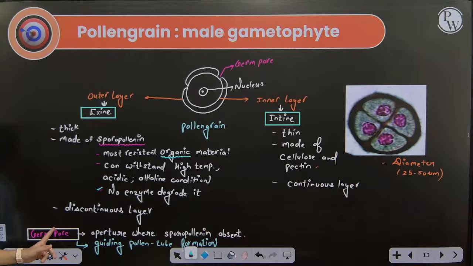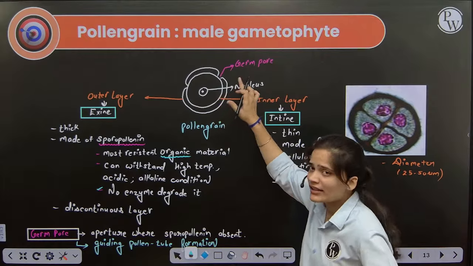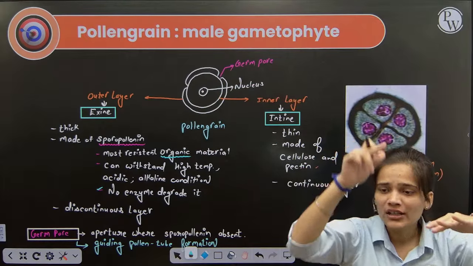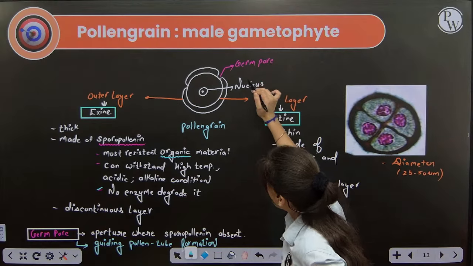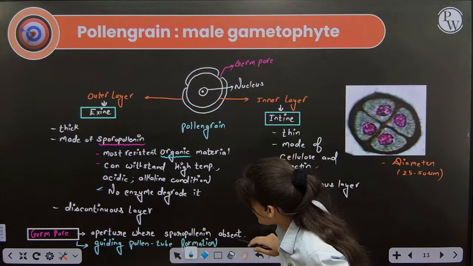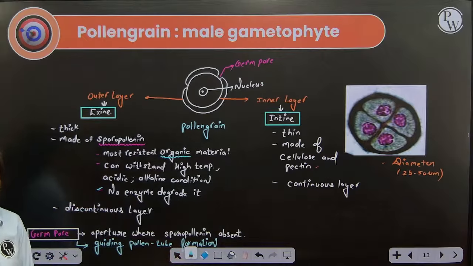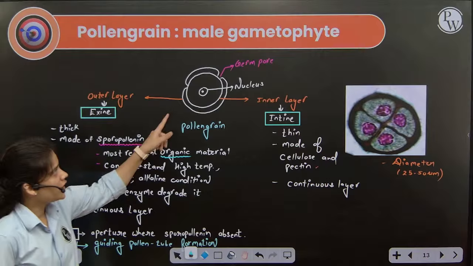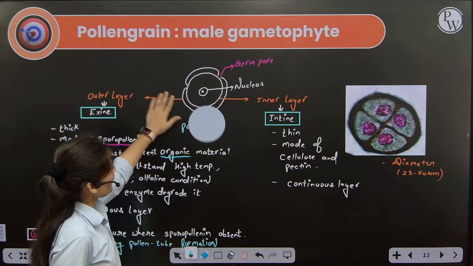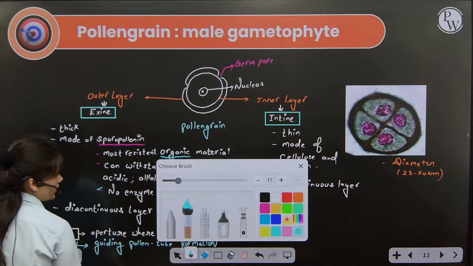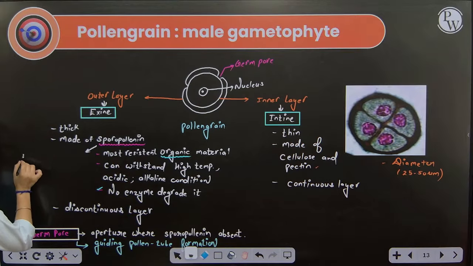What is the role of that germ pore? When this microspore matures into a pollen grain, then after landing on the stigma, this pollen grain needs to form a pollen tube. So this germ pore is that aperture where sporopollenin is absent, and this germ pore helps in guiding the formation of the pollen tube. The pollen tube is going to form from one of the germ pores. Because of this sporopollenin, pollen can also be preserved as fossils.